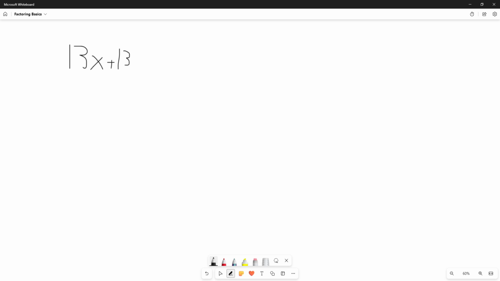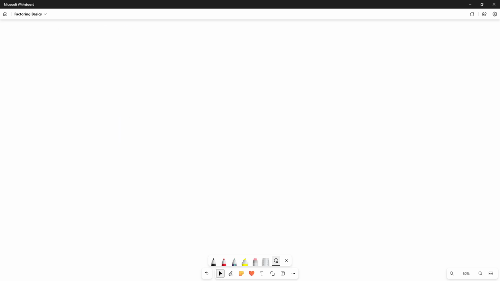So let's start. We have this example, 13x plus 13. Now we always look for the common factor. So the common factor here is 13, and we divide each term by 13. So 13x divided by 13 is x, and 13 divided by 13 is 1. And so this is our final factor.